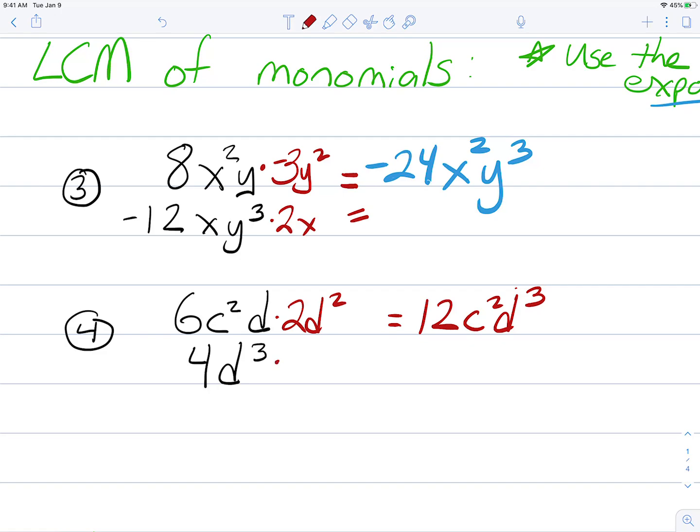If I were to multiply 4 by something to make it a 12, that would be a 3. I don't have a c squared, so I'm going to have to multiply it by a c squared. And d cubed is already there, so it's fine. So we're trying to find what we can multiply them by to make them the same.